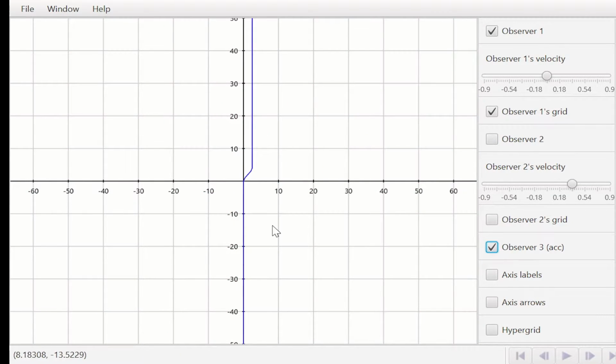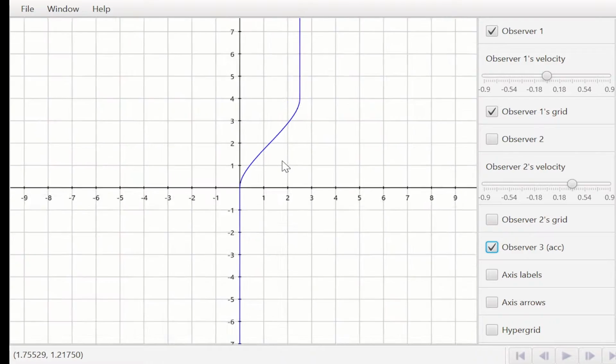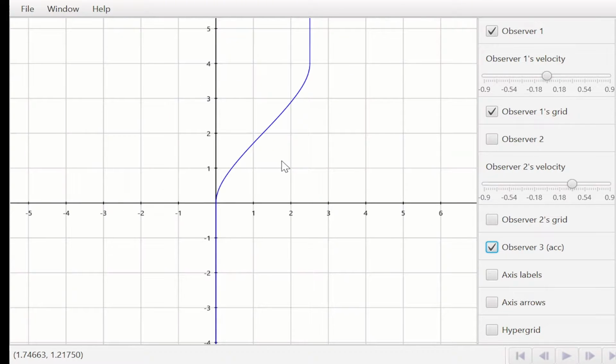I can set up an actual world line for a third observer that has some acceleration. Let's zoom in. So I set it up so the acceleration is 1g acceleration for 2 years, so right up to that point. And then minus 1g for 2 years, so up to that point. So there's the world line for that.